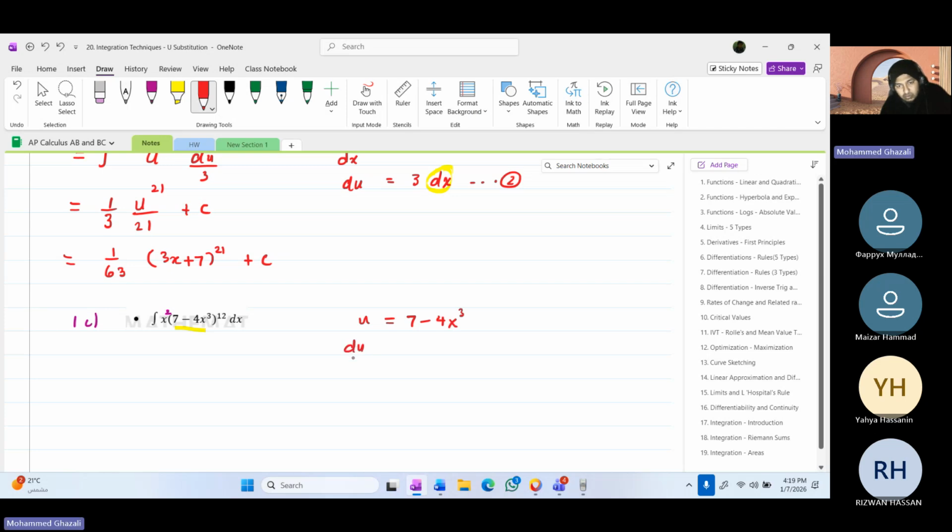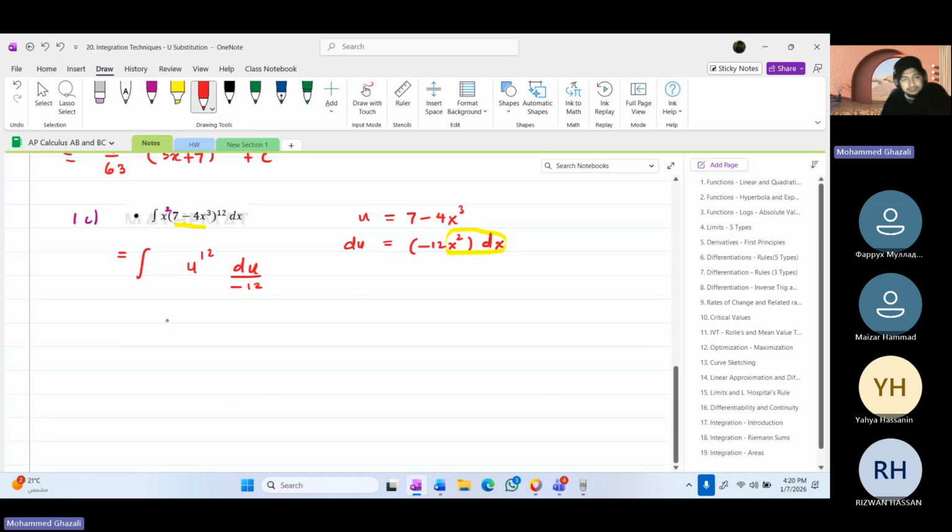Right, so du, remember the dx, I'll just take it across, okay? And the derivative of this is 0 minus 12x squared, okay? Now, this integral 7 minus 4x cubed is just u to the power 12. Now, what is x squared dx? X squared dx is this part over here. That is x squared dx. And x squared dx is du over negative 12. Okay?